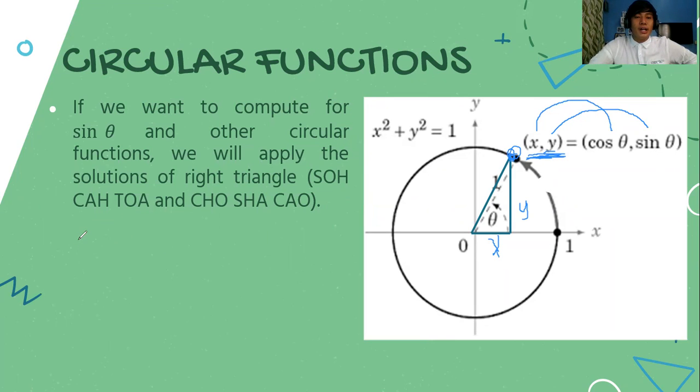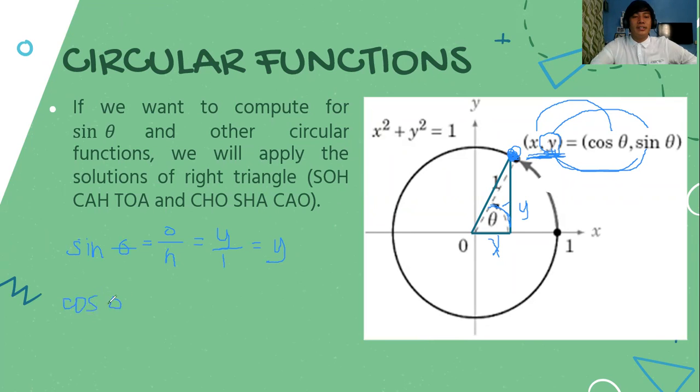First, we follow SOH. We have sine theta is equal to opposite over hypotenuse. So look at the reference angle. The opposite side is y, right? So y. And then the hypotenuse is 1 because that is a unit circle. So y divided by 1 is y. So do you agree now that the y value is equal to the sine of the angle? Whatever is the y value of the trigonometric point will be the sine theta.